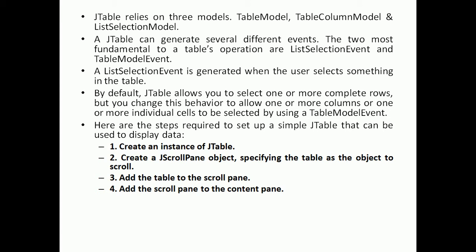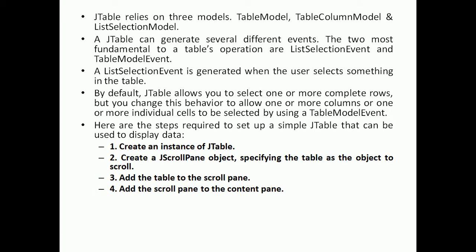Here are the steps required to set up a simple JTable that can be used to display the data. First, create an instance of a JTable. Then create a JScrollPane object specifying the table as the object to scroll. Add the table to the scroll pane. Then add the scroll pane to the content pane. So this is how the JTable works. So these are the four steps we need to follow.